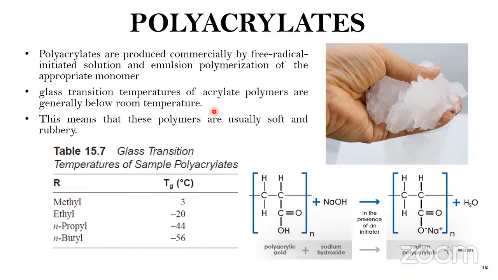In recent slides, we have seen that the glass transition temperature of PMMA, polymethyl methacrylate, is 105 degrees Celsius. So from this, what do you understand? We can prepare polyacrylates with glass transition temperatures from below zero to some hundreds.